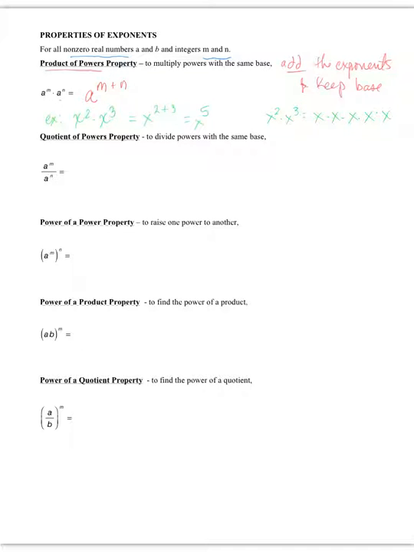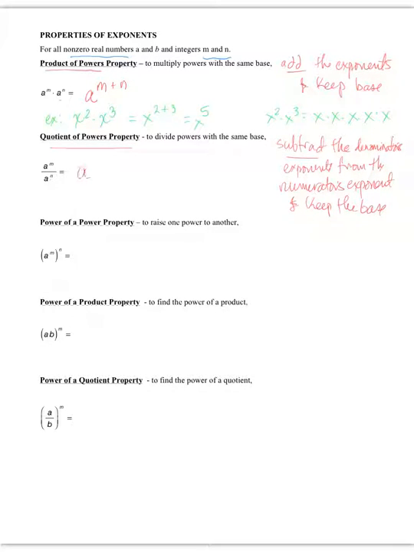Now the next rule is the quotient of powers property. What happens when you divide powers with like bases? When you divide powers with like bases, you subtract. And what do you subtract? You subtract the denominator's exponent from the numerator's exponent. And of course, keep the base. So how would we represent this? Well, we'd keep the base a, and then it would be m minus n.